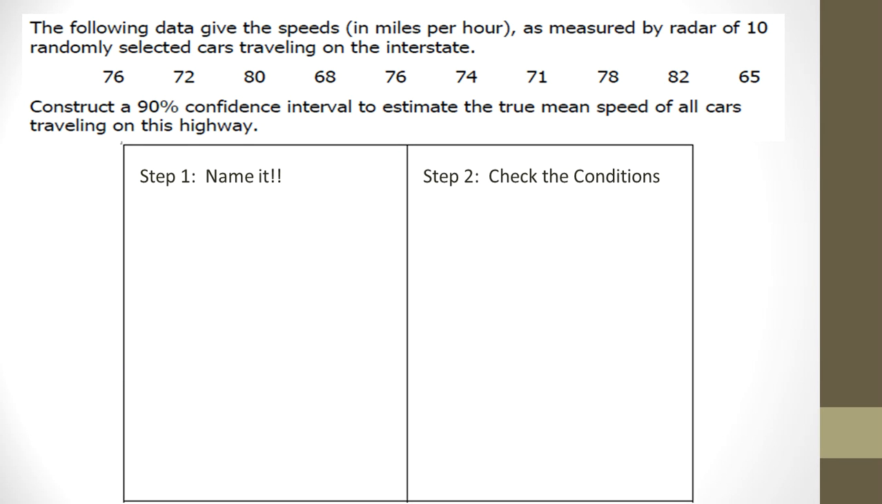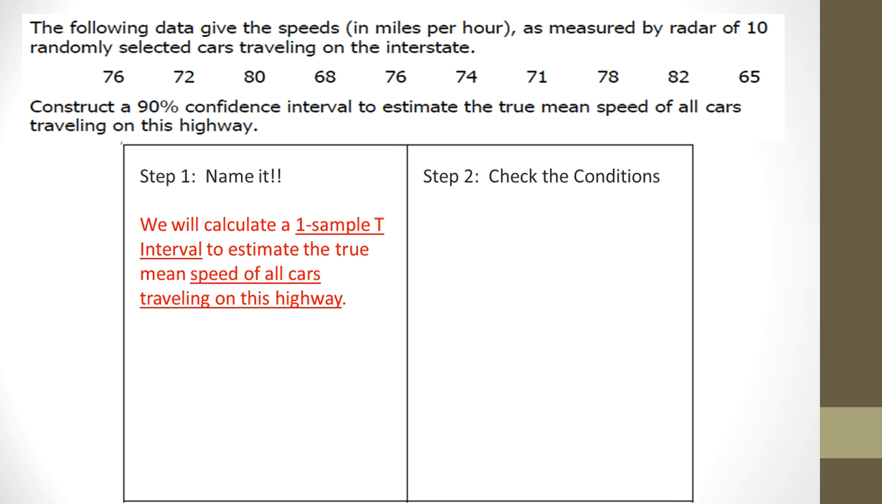Step number 1, we need to name our interval. We are working with quantitative data. These are values that are measured numerically that we could find a mean and standard deviation. So we're going to be doing the one sample t-interval. So step number 1, we will calculate a one sample t-interval to estimate the true mean speed of all cars traveling on this highway. Again, that context comes from the problem itself.